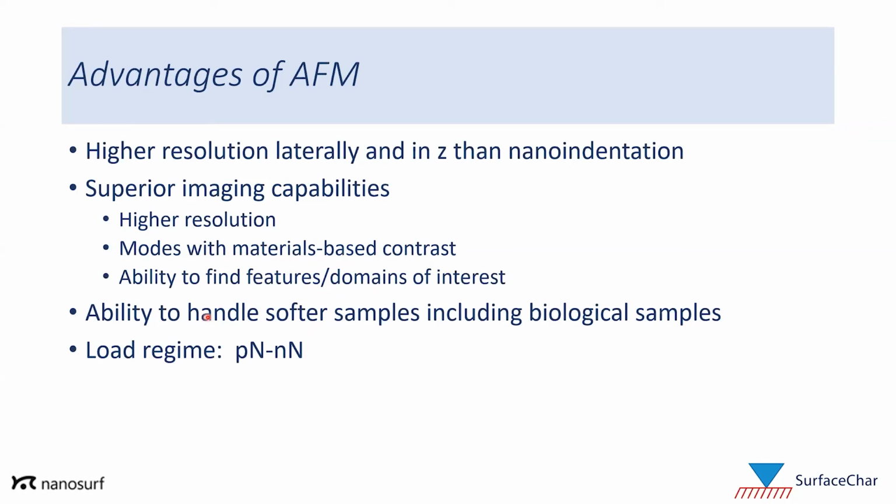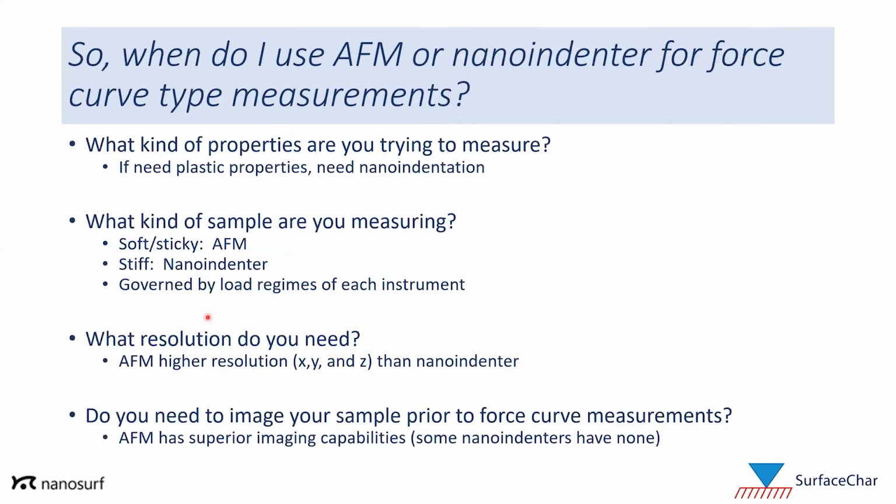Finally, my final slide, to summarize the four questions that I laid out in the beginning. When to use an AFM or nanoindenter? What kind of properties are you trying to measure? If you need plastic properties, you're going to need nanoindentation. Elastic properties, you can use either one.